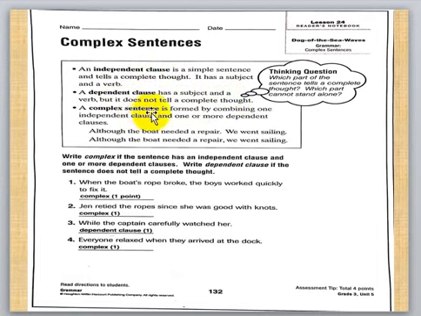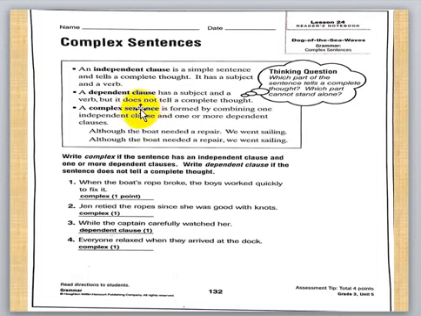What about a complex sentence? A complex sentence is formed by combining, adding, putting one independent clause and one or more dependent clauses. We put these together, an independent clause and a dependent clause, and they will make a complex sentence. This independent clause plus a dependent clause in one sentence will be a long sentence. This long sentence is called a complex sentence.